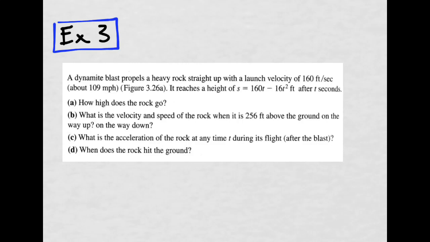Okay, let's take a look at some motion. A dynamite blast propels a heavy rock straight up with a launch velocity of 160 feet per second, about 109 miles per hour. There's a figure. I'll just draw that. And then it reaches a height of s, that's like a position function.